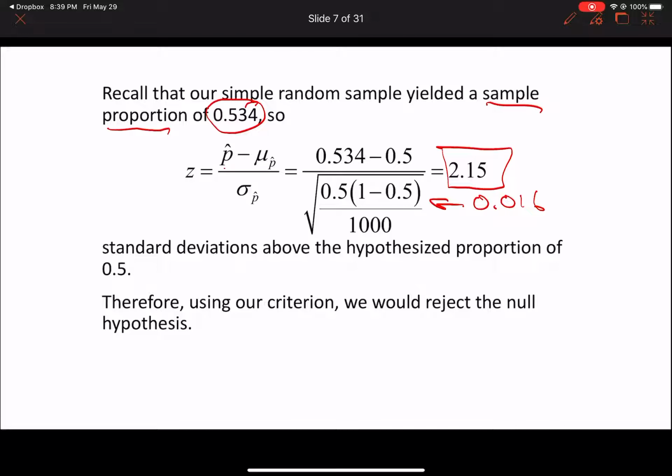So we are 2.15 standard deviations above the hypothesized proportion of 0.5. Therefore, using the criterion we just talked about, we would reject the null hypothesis, because this is more than two standard deviations away from our mean. We reject the null hypothesis because it is statistically significant, because it is highly unlikely. The probability is very small that we would end up with this proportion of people saying they support banning cell phone use while driving, since it's highly unlikely that a sample proportion would yield this result. Because of that, we can reject our null hypothesis.